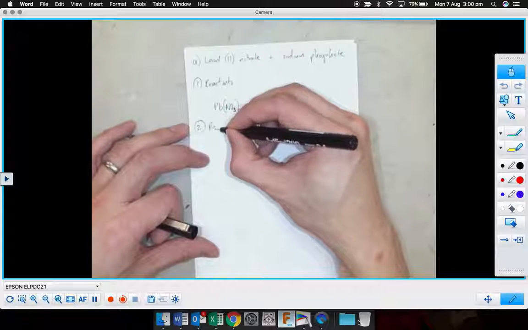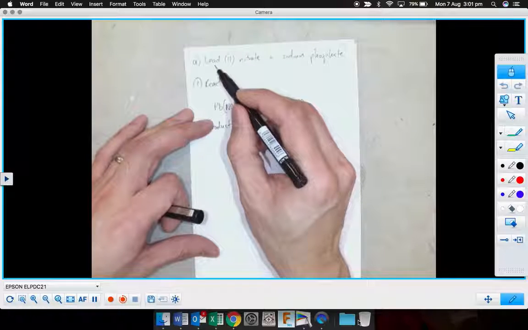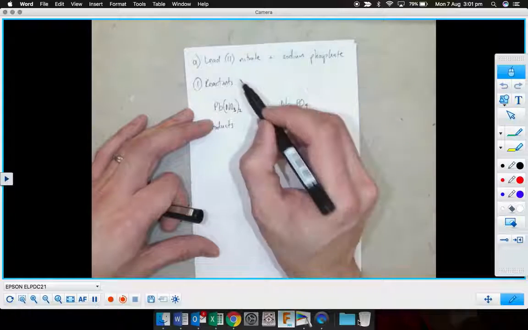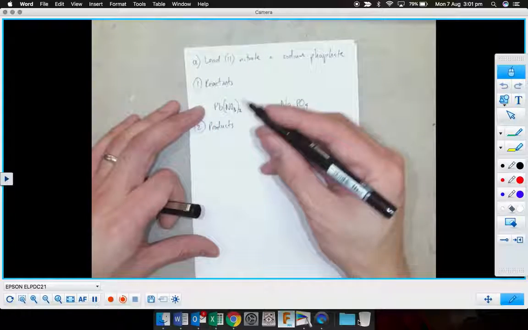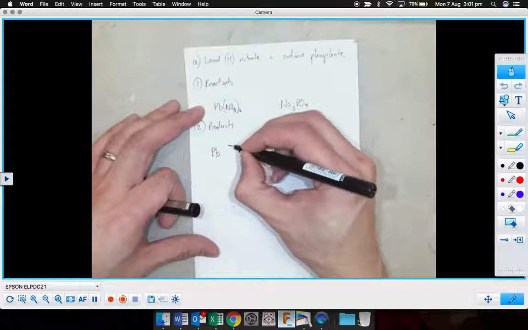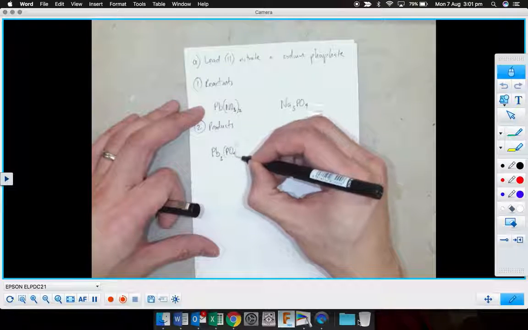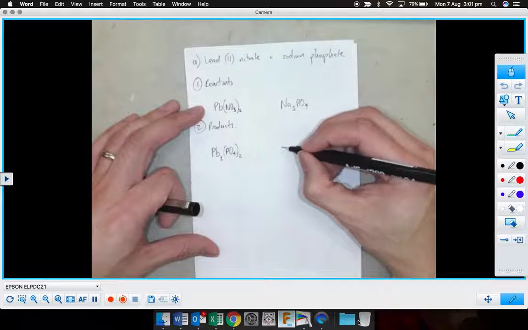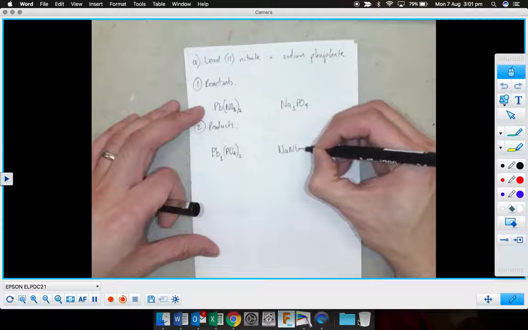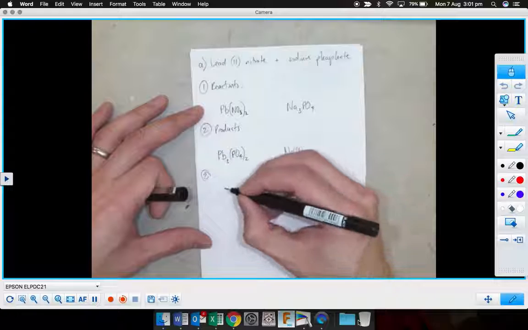Number 2, the products. Now remember, when we're doing the products, we have to swap the metal of one with the negative ion of the other, and the positive ion of that one with the negative ion of that one. So we have 2 products. We have lead phosphate, lead 2 phosphate, so that's Pb. Since it's a 2 plus and this is a 3 minus, this will be Pb3, bracket PO4, bracket 2, and sodium nitrate, so sodium nitrate.